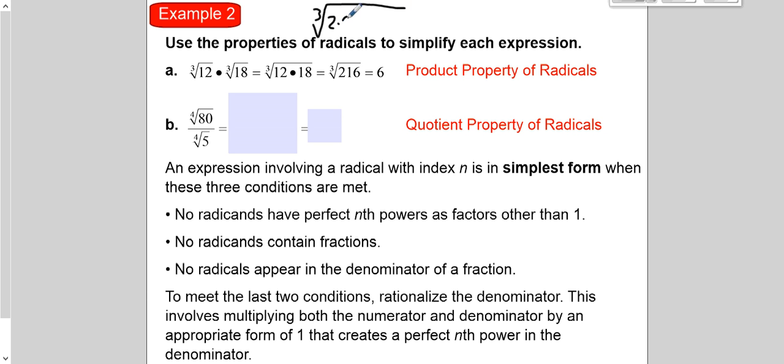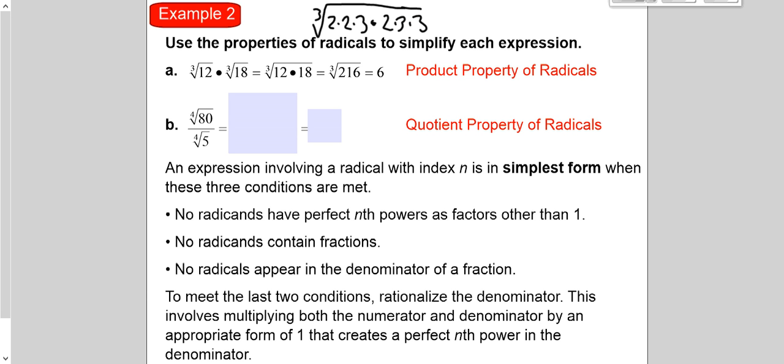Times another 2. 2 times 2 times 3. 2 times 2 is 4, times 3 is 12. So the prime factors of 12 are 2 times 2 times 3. 18. 18 is 9 times 2, or 2 times 3 times 3.